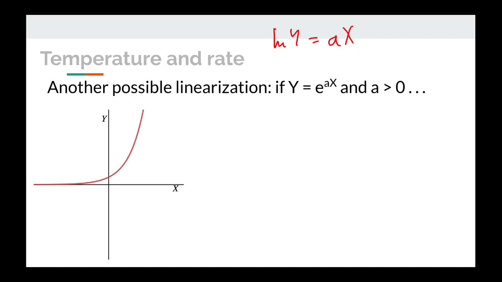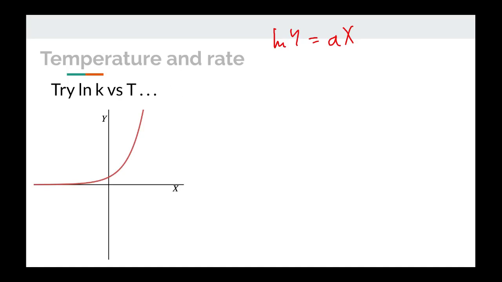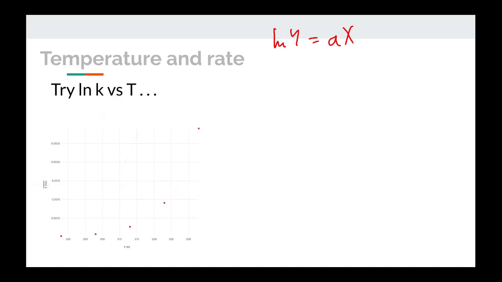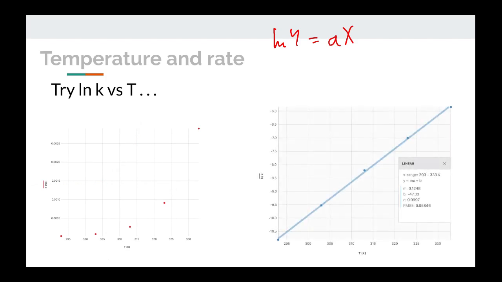And that would be a straight line if we plotted the natural log of y on the vertical axis and x on the horizontal axis. So if we try doing that with our values, taking the natural log of k, which was on the vertical axis, against temperature, which was on the horizontal axis, maybe we'll get a straight line. So we'll try that, natural log of k on the vertical, temperature on the horizontal. And in fact, it does kind of look like it straightened it out, but it didn't completely.